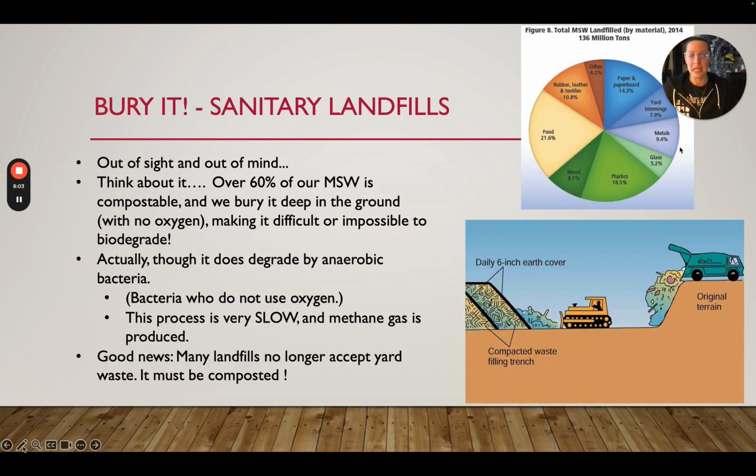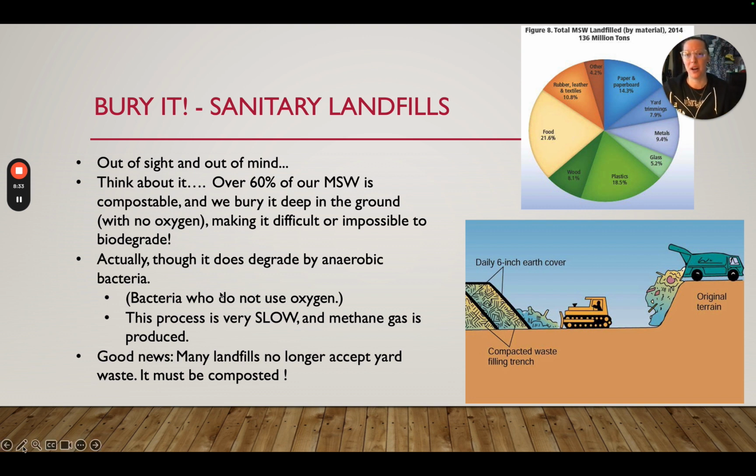Another way that we can take care of our waste is by burying it. So this is looking at sanitary landfills. This is something perhaps that's out of sight, out of mind, right? If we put all of our trash into a place that we don't see it, then we're not going to think about it, right? Who cares? Kind of like burying your head in the sand sort of idea. So over 60% of our MSW is compostable, and we bury it deep in the ground without oxygen, which makes it really difficult or impossible to degrade.